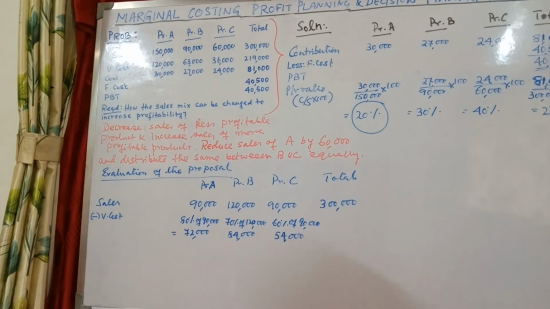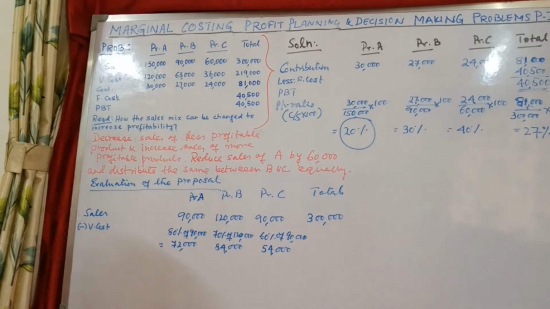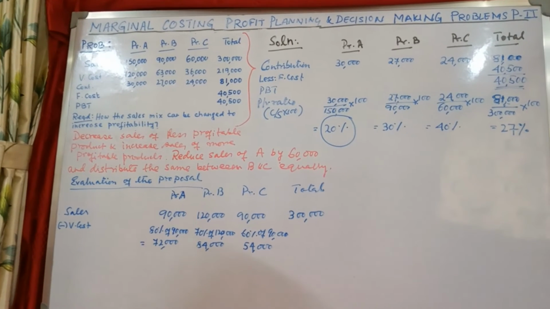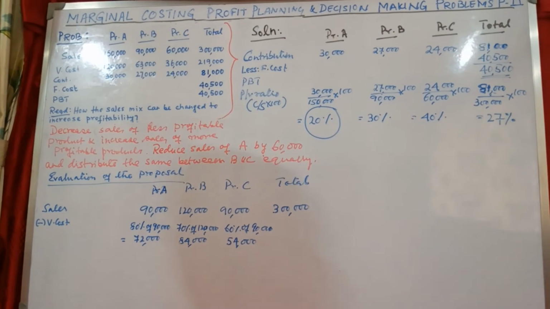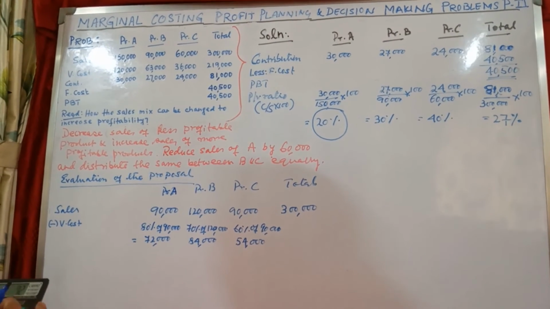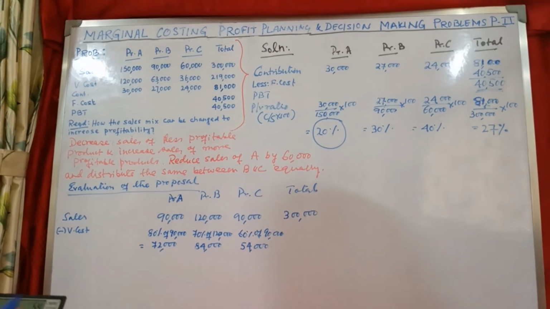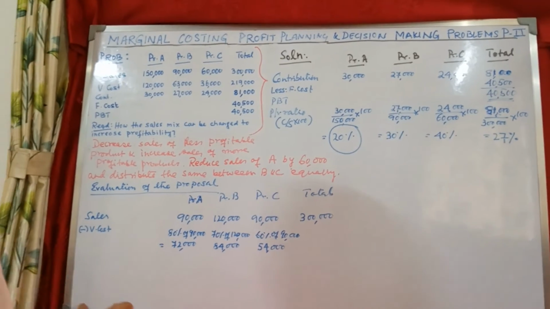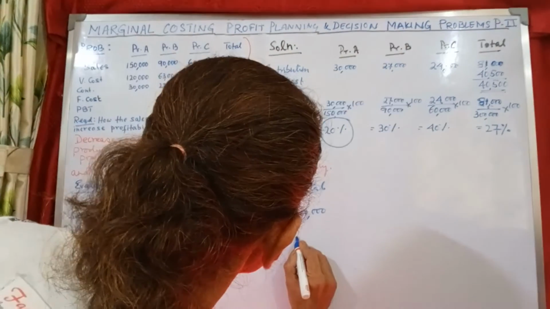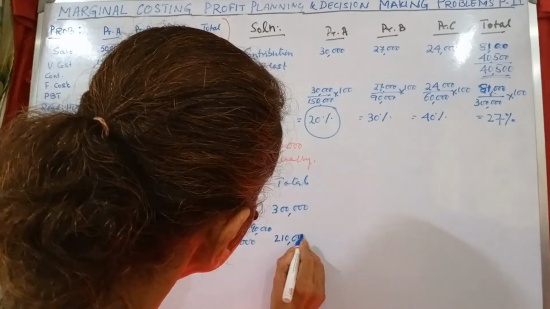Correct? So what is the total variable cost? 72, 2,10,000. Total is 2,10,000.